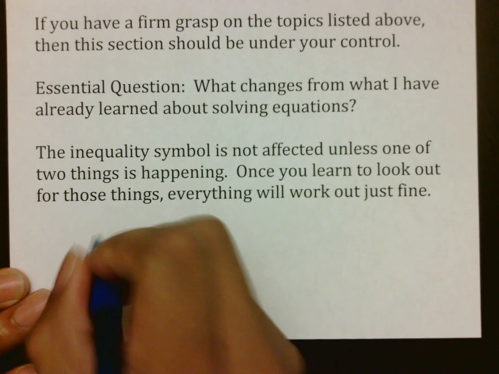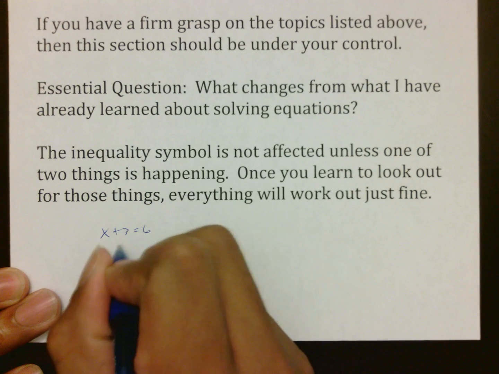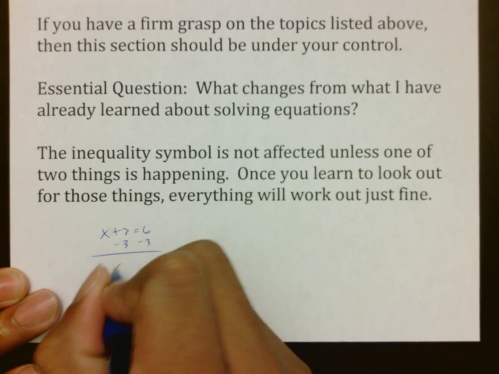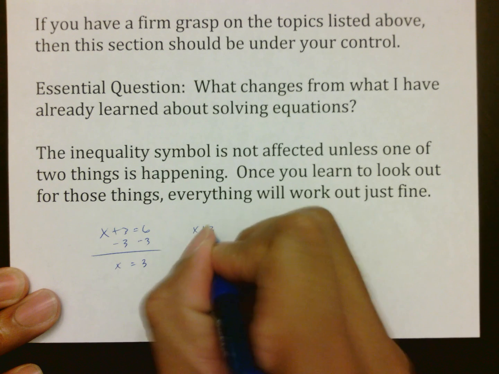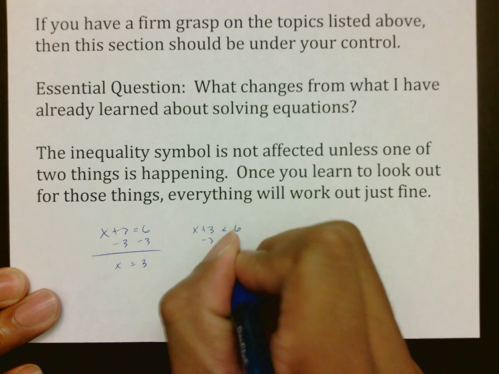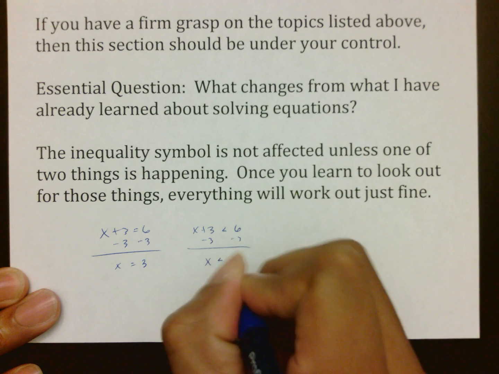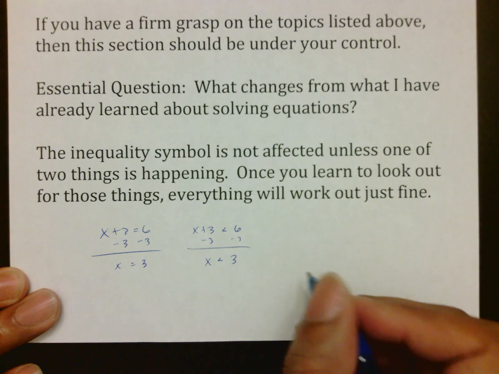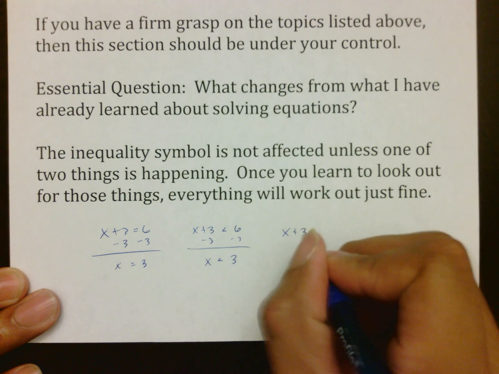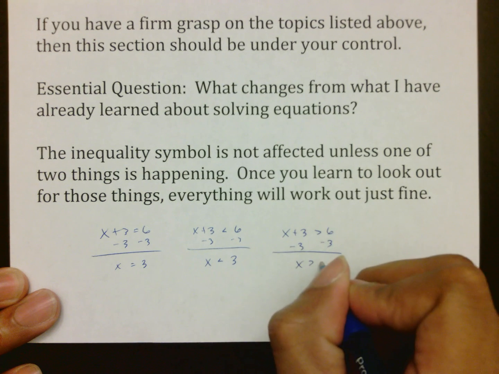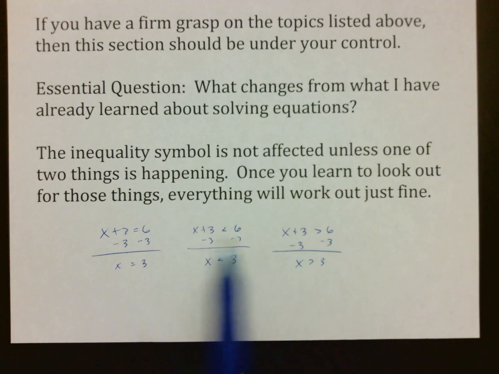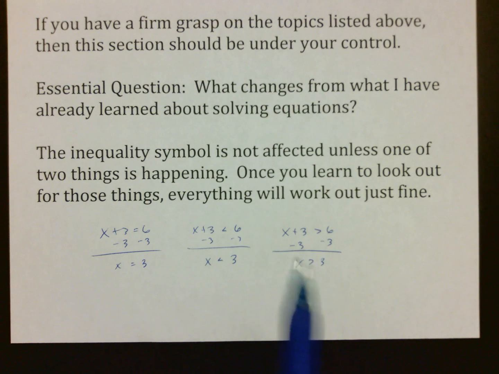If you notice, whenever I had x plus 3 equals 6 and I subtracted 3, the equal sign just came down. Same thing if I have x plus 3 is less than 6 and I subtract 3, the inequality will stay the same. It doesn't change. Same thing if I had x plus 3 is greater than 6 and I subtract 3, the sign does not change. So again, it is not affected unless one of two things is happening. Once you learn to look for these two things, everything else is going to be fine.